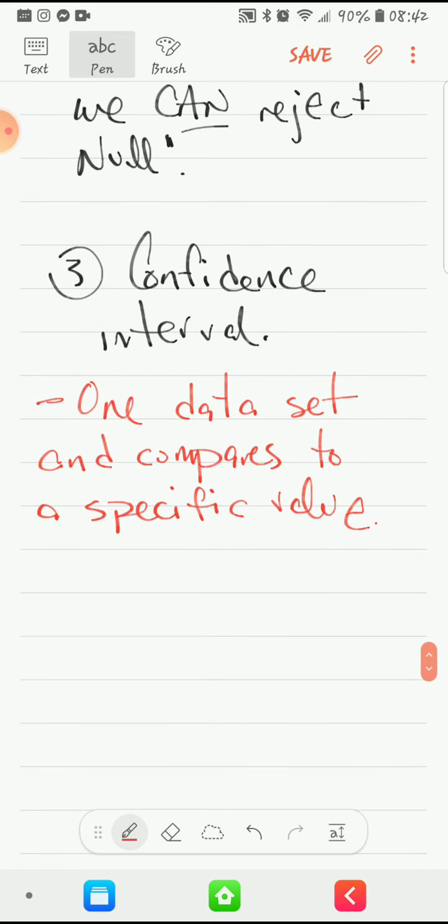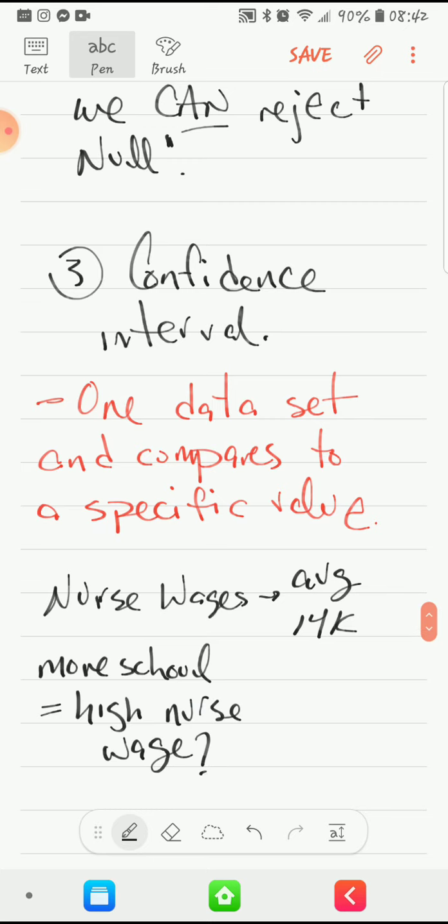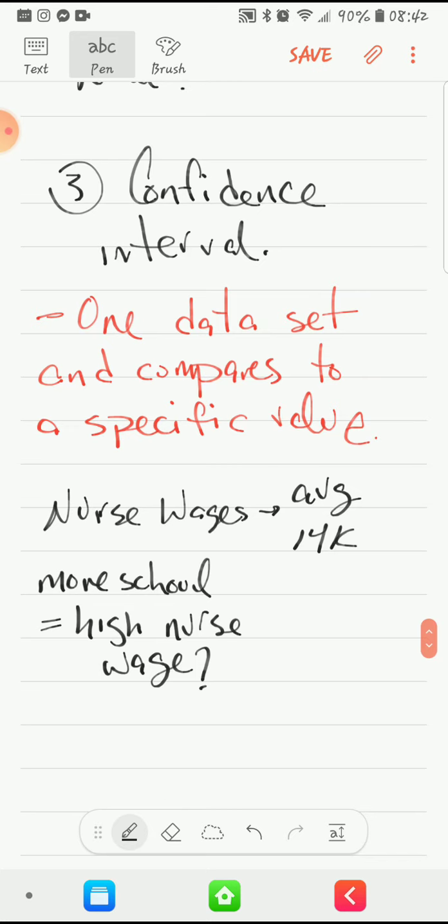a t-test. Okay. So an idea is, let's say I was talking nurse wages, right? And we want to know, let's say the average nurse wage was like 14,000, whatever. And we want to know, does more school give you higher nurse wages? There's always going to be a statement, a question that's asked. We know the average is 14,000, but we don't know if more school gives you a higher nurse wage on average, right?